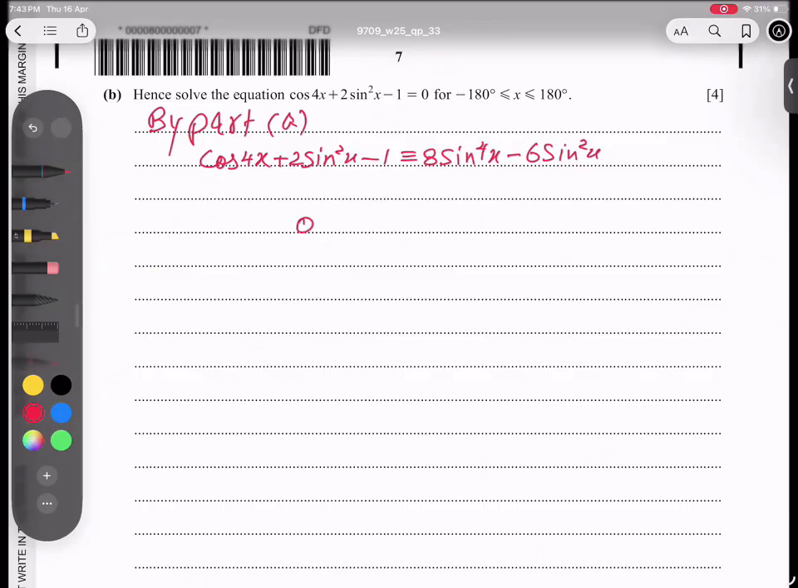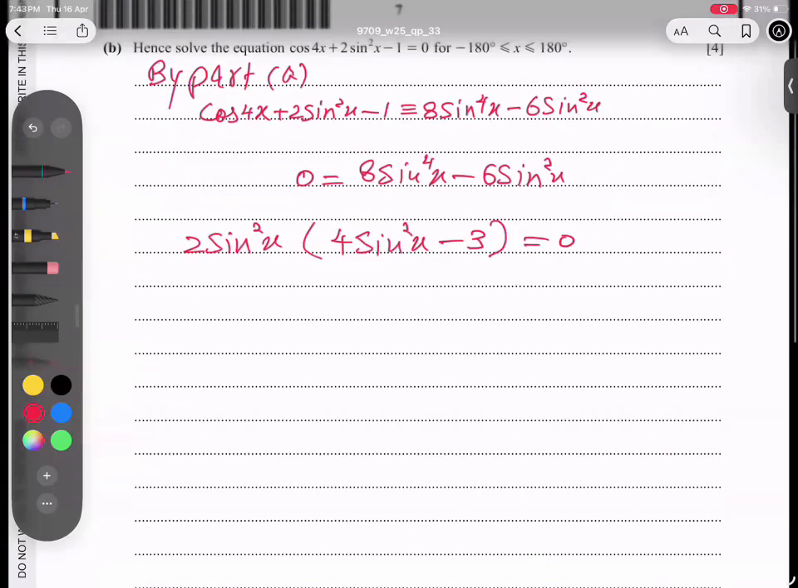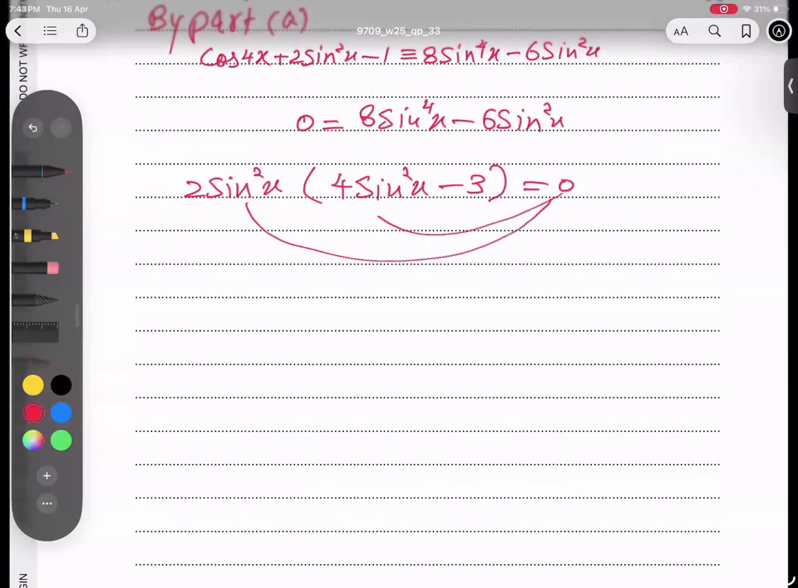So this completely left side, I'm replacing by 0, and then this completely will stay as it is with equal sign. 8 sine 4x minus 6 sine square x. What is common from both? 2 common, sine square common, 4 sine square x minus 3, I think clear, equals to 0. Now either this equal to 0 or the whole thing equal to 0. Some students don't care about the first value. We have to care about the first part even. First part means this part.